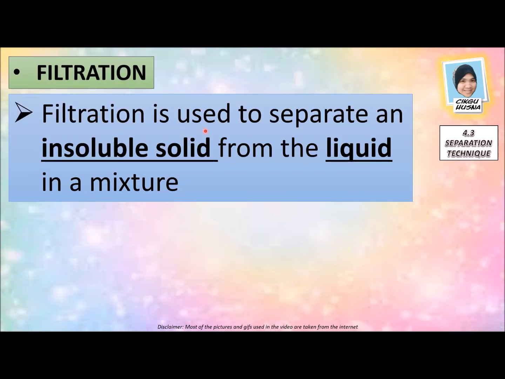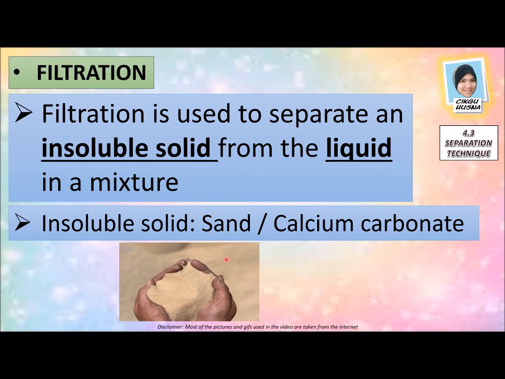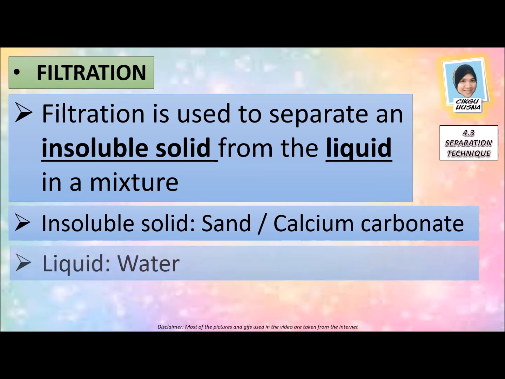Filtration is used to separate an insoluble solid from the liquid in a mixture. Examples of insoluble solids are sand and calcium carbonate. Insoluble solid means these solids do not disappear in water. You can still see this solid in the water. The liquid here, for example, is water.